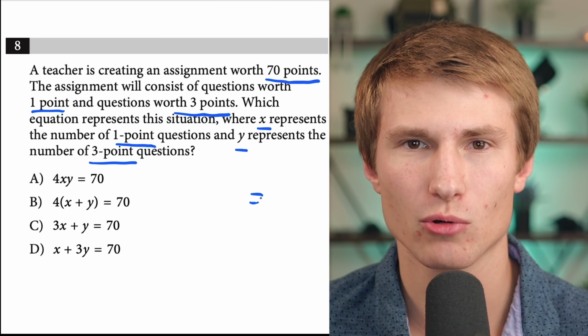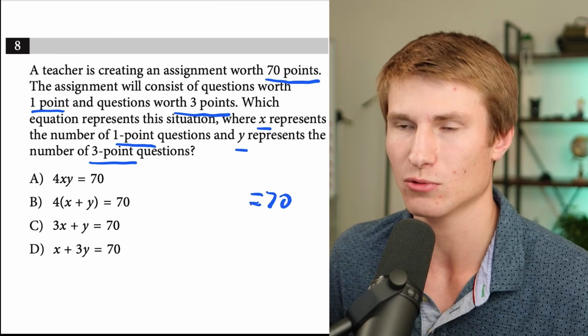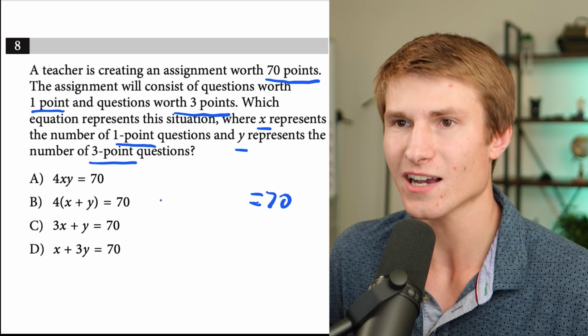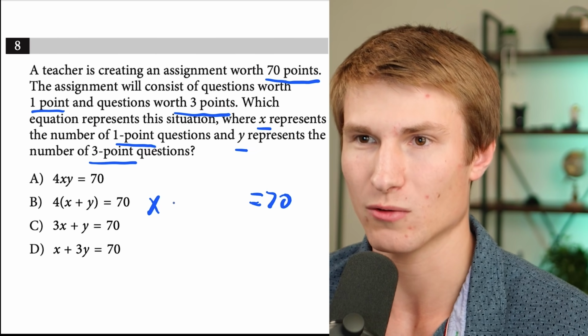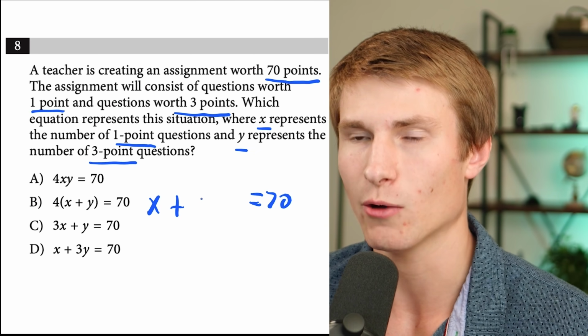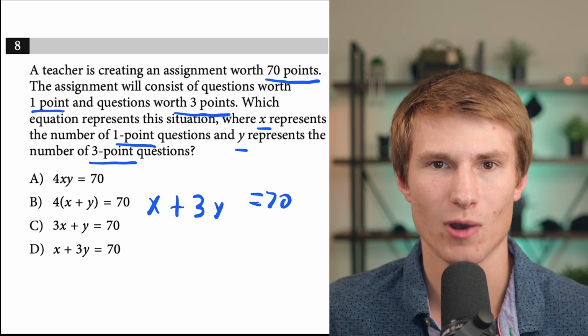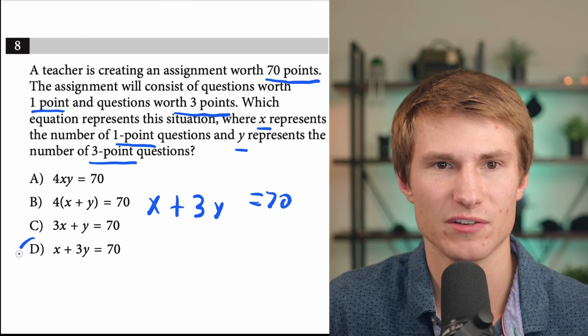questions? Well, we know our total number of points is going to be 70, so it's going to have to equal out to 70. Now, for every x question we get right, which is every 1-point question, we get 1 point. So we have x plus now our 3-point questions, which are represented as y. So x plus 3y must equal 70, and our answer will be D.